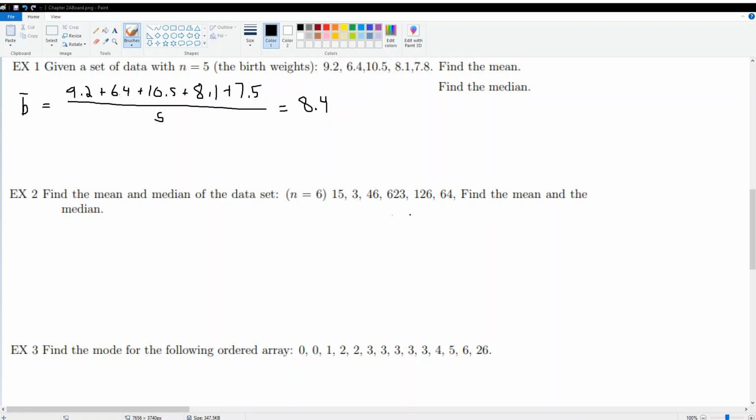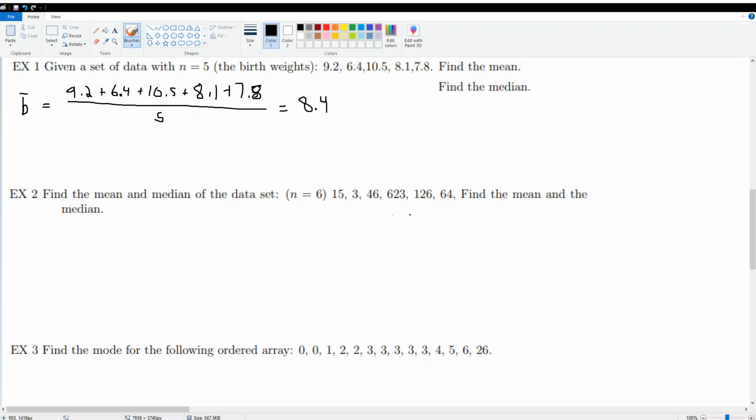But Proctorio on every test will give you a scientific calculator. And I apologize, this is 7.8. I cannot read. There we go. Sorry about that. So 8.4.